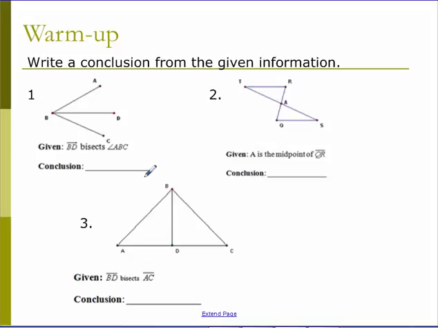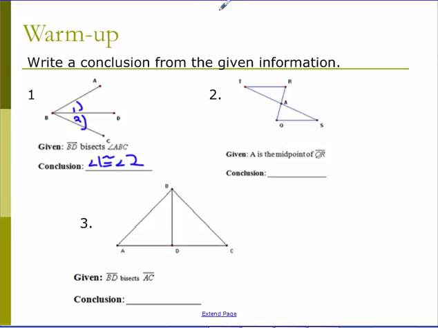So before we start doing some proofs in this video, I just want to take a minute and practice coming up with conclusions. So let's say we have BD, this line here, this ray, bisecting the angle. And let's go ahead and number these. Now bisecting means it splits it in half. That means those two are congruent.